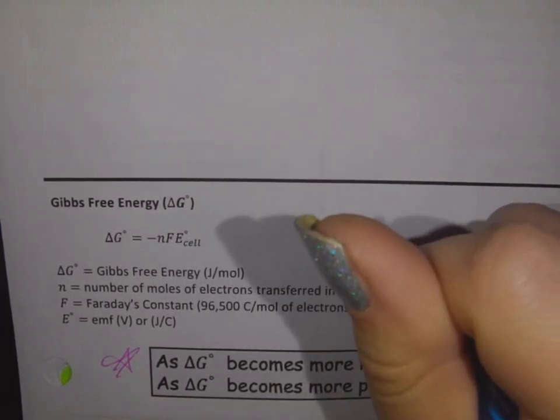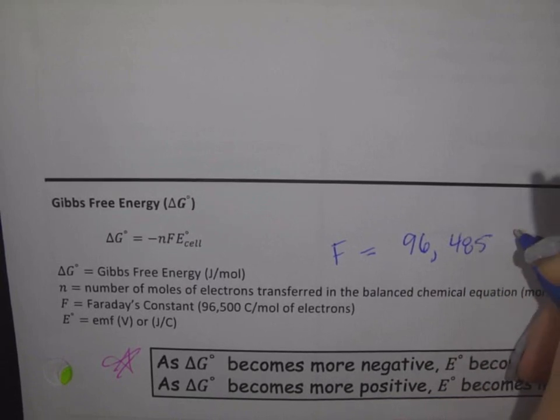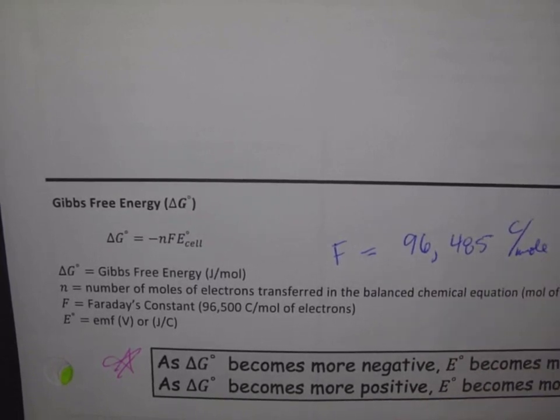Okay, so let's update this. So F is going to be 96,485 coulombs per mole.